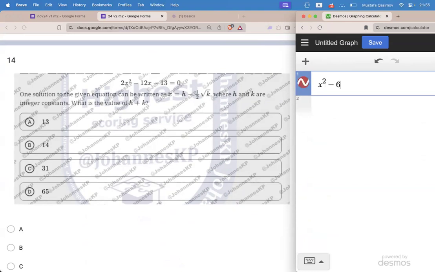X square Bunu minus da x. bunu diskriminantsız eləmək olmur elə. Desmos'la. Actually, you can do it, but it is also longer. It is not easy. So best Okay.